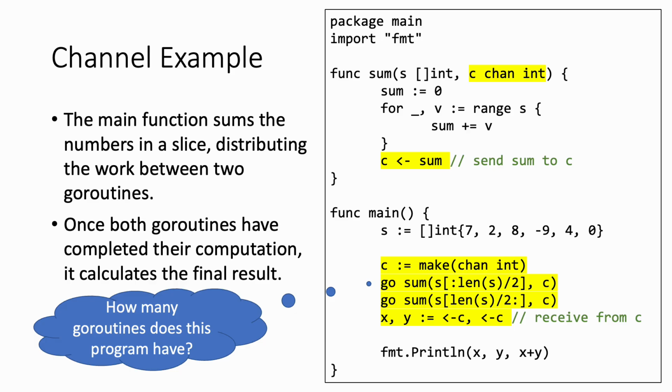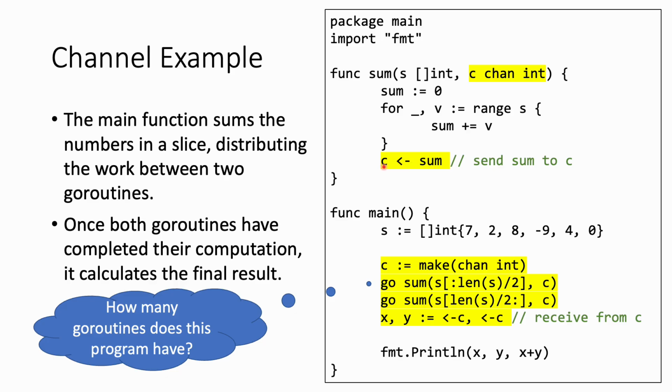This is a Go program that shows an example of channels. This program has a function sum that takes two arguments. The first argument s is a slice of integers, and the second argument c is a channel of integers. Function sum computes the sum of all elements in the given slice s and sends the result to the given channel c.